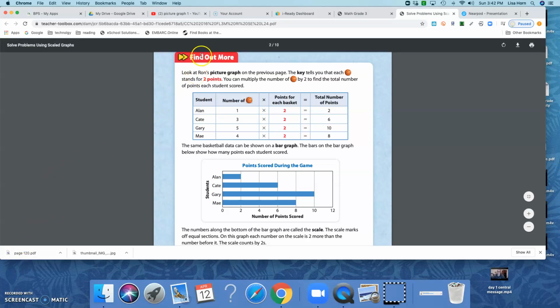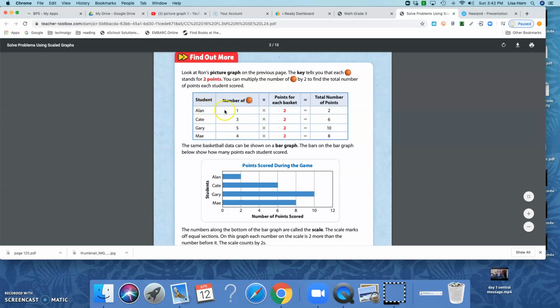All right, let's look at Find Out More. Look at Ron's picture graph on the previous page. The key tells you that each ball stands for 2 points. You can multiply the number of balls by 2 to find the total number of points each student scored.